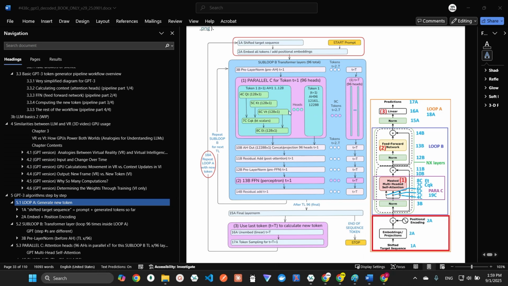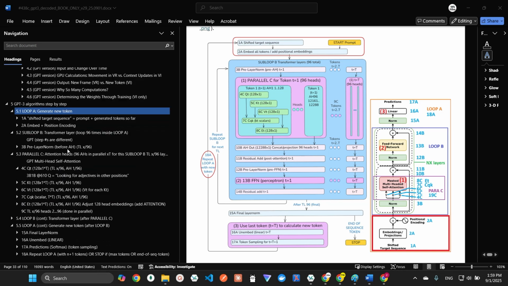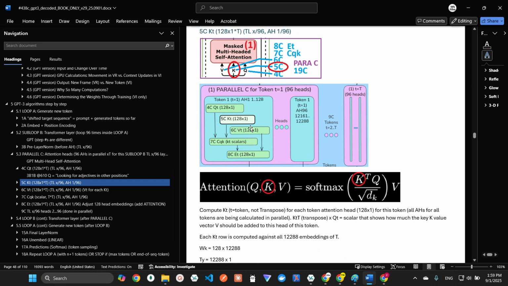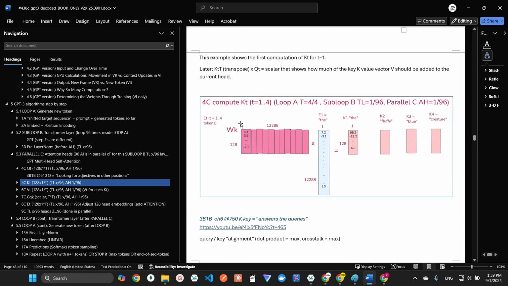I created this diagram. It took me several weeks. This diagram shows the basic steps that GPT goes through to do the GPU calculations, to generate the tokens, the words that it gives you in a reply. And here in the Word file, you can see we got 1A, that's 1A over here, 2A, 3B. This chapter 5 in the book goes through step by step and in very good detail explains what's going on. Like, why are you doing these calculations?